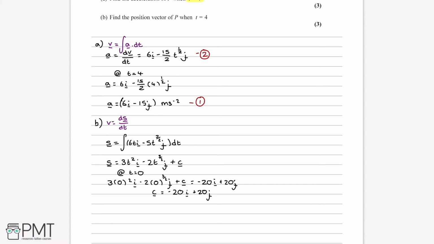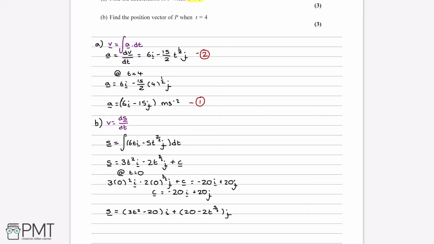Now, if we include that in our original expression, substituting in that C is equal to minus 20i plus 20j, and factorise by the i and j terms just to make it easier, we have 3t squared minus 20 i, and then we do the exact same thing for j. So we have plus 20 minus 2t to the power of 5 over 2 j. We now have our full expression for displacement, or the position vector.